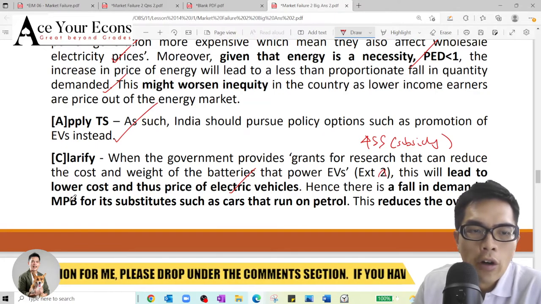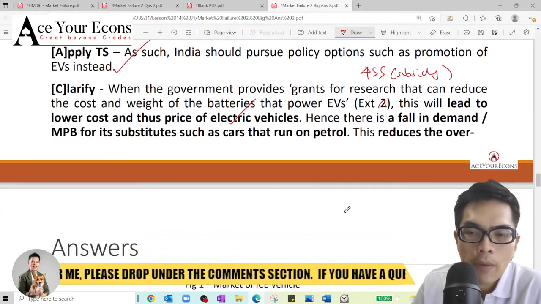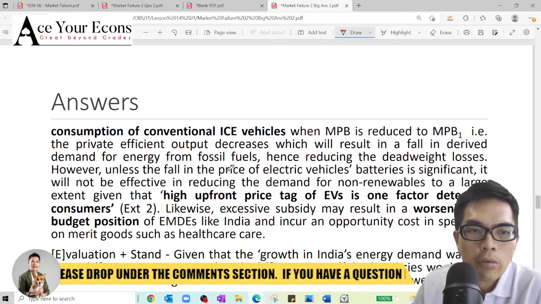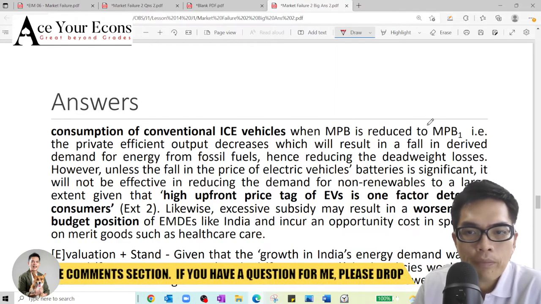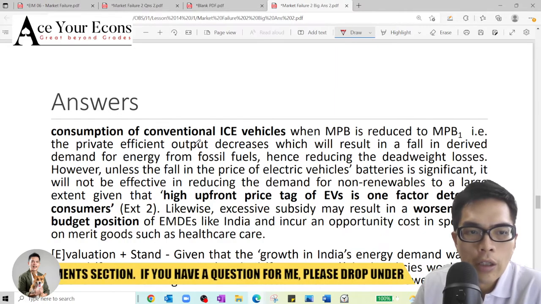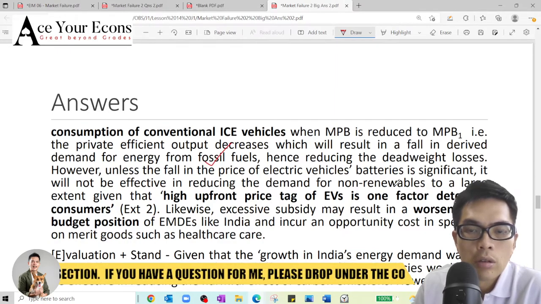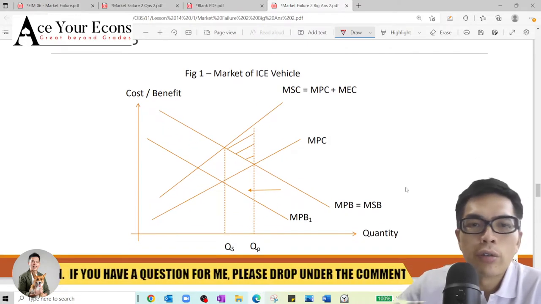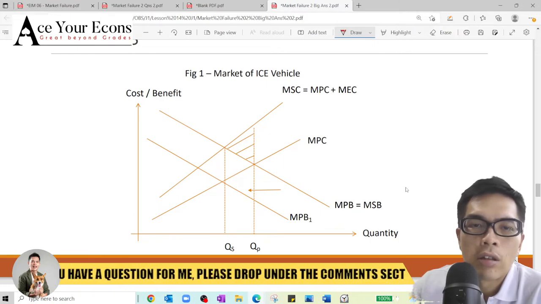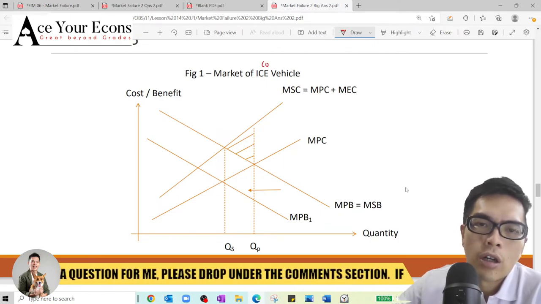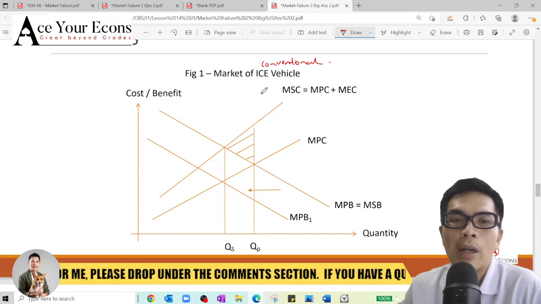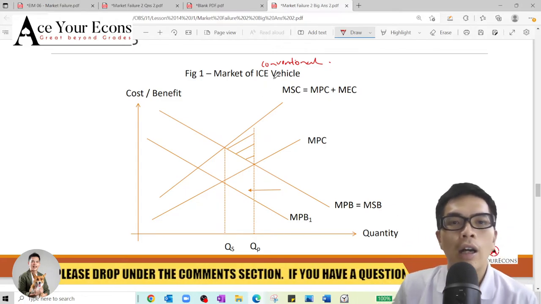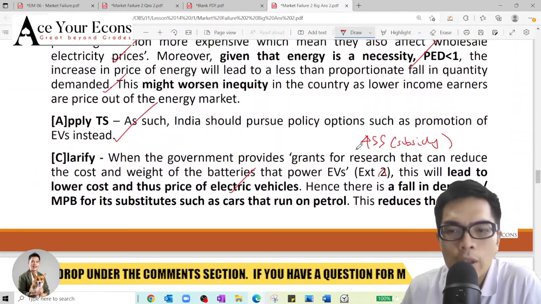This will lead to a fall in demand for substitutes such as cars that run on petrol, and this will reduce the overconsumption of conventional vehicles, where MPB is reduced to MPB1. You can see that this will result in a fall in derived demand for fuel. So you can potentially use the market of fuel or the market of internal combustion engine vehicles, or what is called conventional vehicles. Both of them are approximately the same. You do not need to use the fuel market here, but if you use the fuel market, also can. If you use the ICE vehicle market, also can.